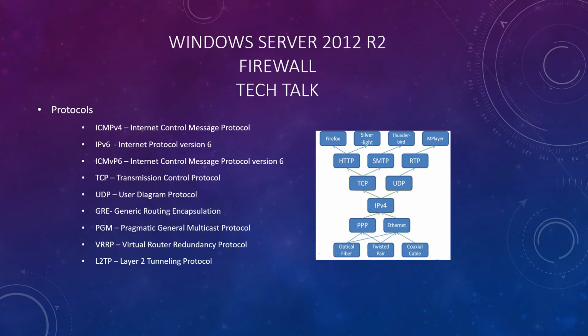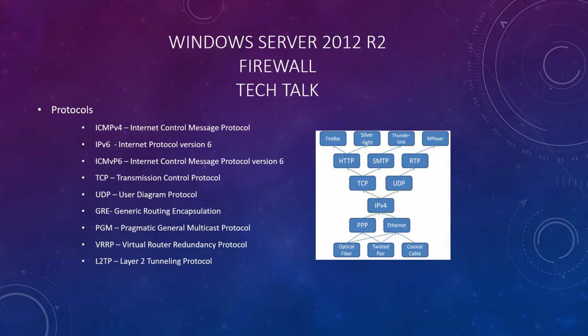Windows Firewall is set up with some protocols. It controls the protocols or allows them to flow through. ICMPv4, which is Internet Control Message Protocol, sends messages and error messages so that the networks may be able to analyze.